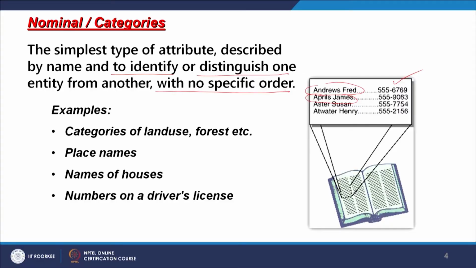So there is no order whatsoever. Same with the forest also, types of forest, open forest and coniferous forest and so on. Names of places: again you can sort them in alphabetical order or any other order, but inherently names of places do not have any specific order. Names of houses also, number on a driver's license.